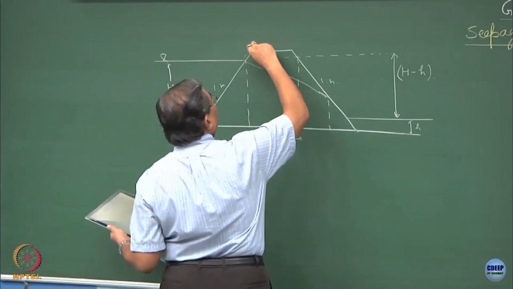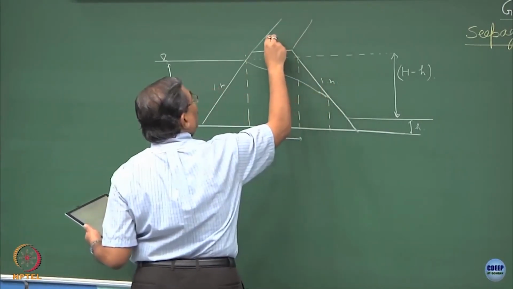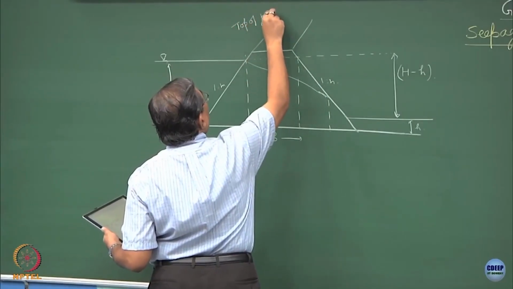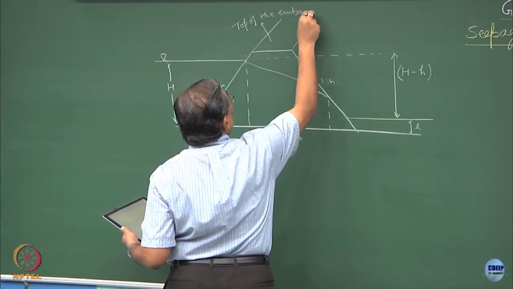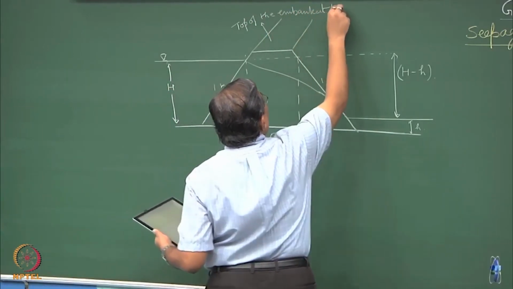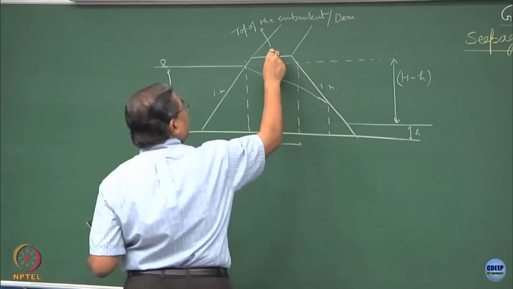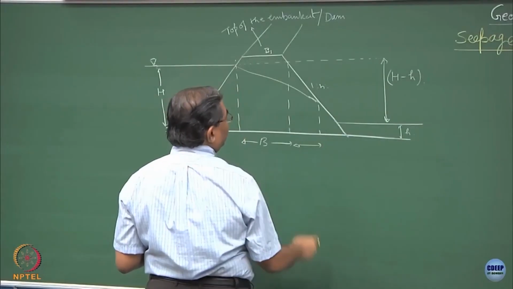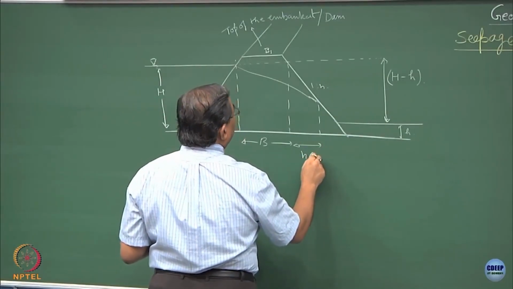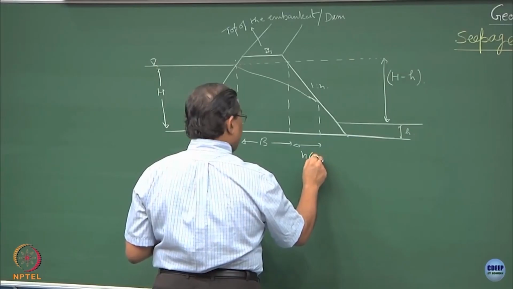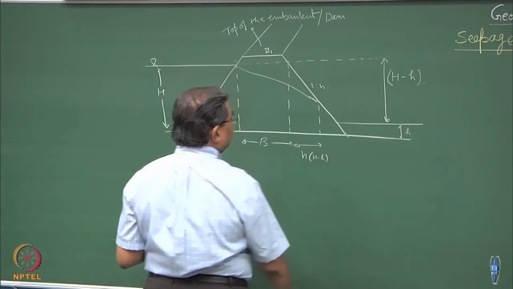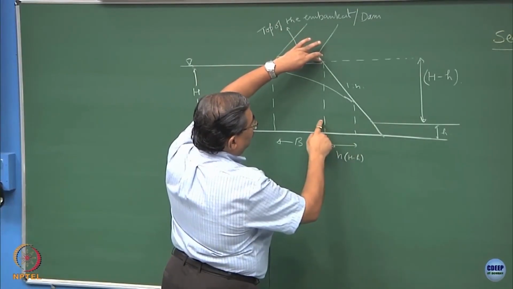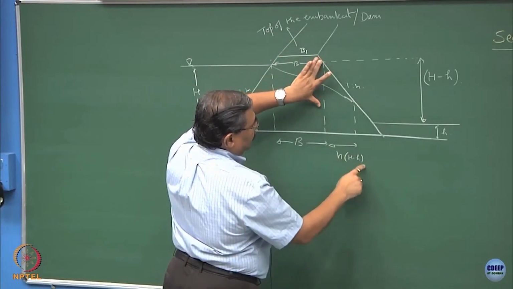this will be the top of the embankment, or the dam, and let us say this is B1. So, this thing is going to be equal to n times H minus h. See, this is H and this is h. So, this becomes H minus h, 1:n. So, this becomes n times H minus h.